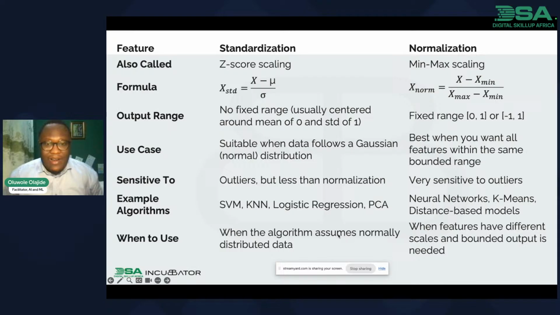Then when to use them: when the algorithm assumes normality. These algorithms are SVM, support vector machine, logistic regression, k-nearest neighbor, principal component analysis, and things like that. You need to use standardization because you are working with more numerical datasets. Normalization can also be used for numerical datasets anyway, you can, but because of the sensitivity, it's always best to use standardization. It serves you better.